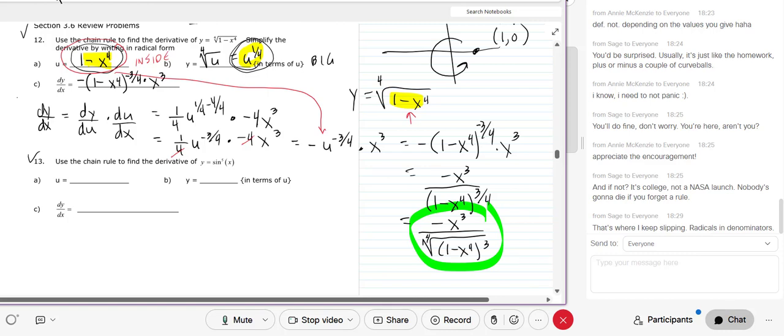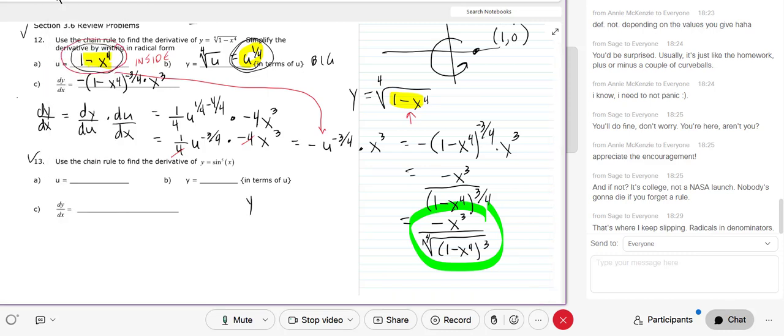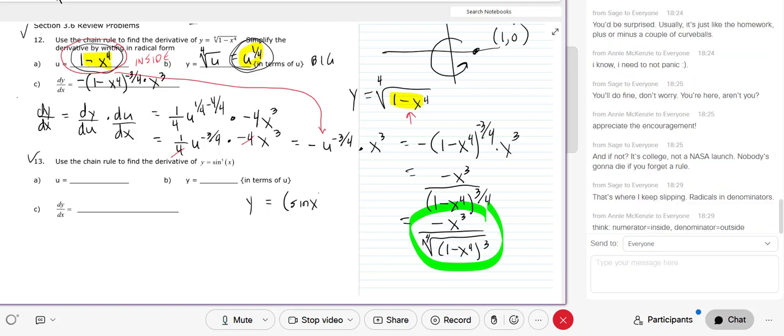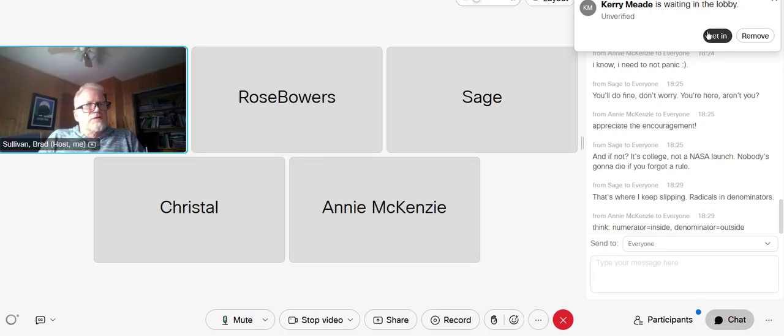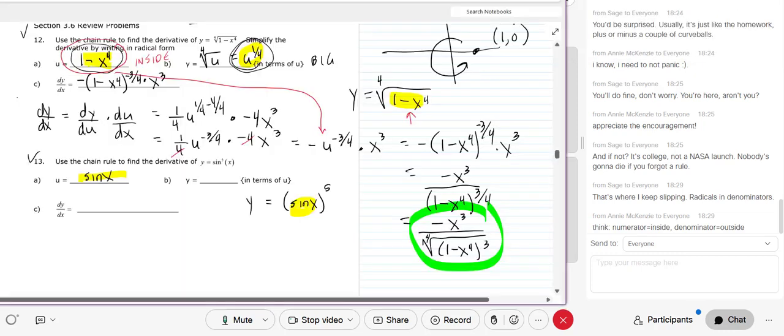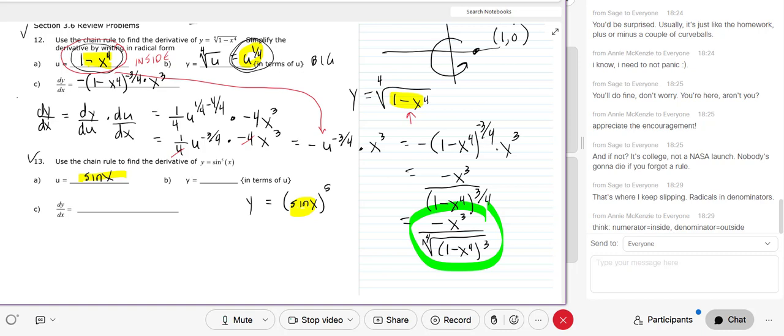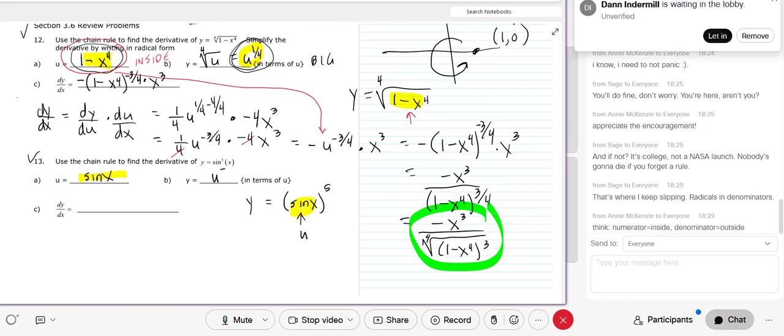Again, what you have in problem 13 is you can think of this problem as sine of x to the fifth power. Okay, so it's going to go like that. So again, the u is the inside part, so that is going to be just sine x. And then the big function is going to be u to the fifth. Okay, so we got that.